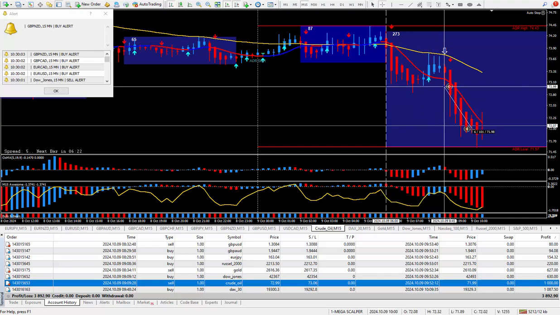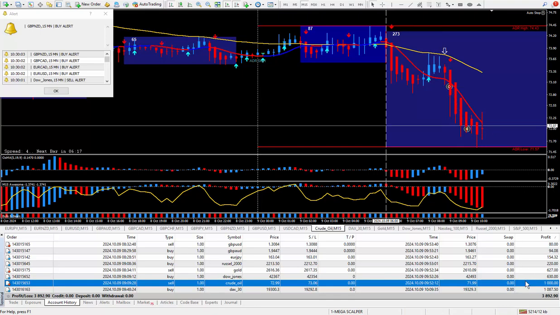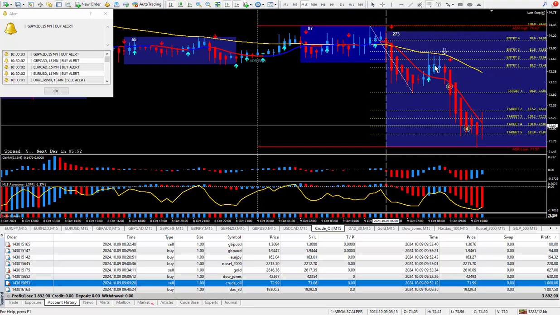So I got in at that point and I'm looking for 100. There it is right there, 100 ticks, paying out $1,000. And I can show you that fib tool and how great it works one more time. Swing high, swing low. There's your pullback.